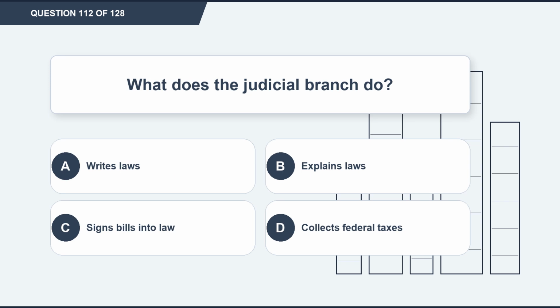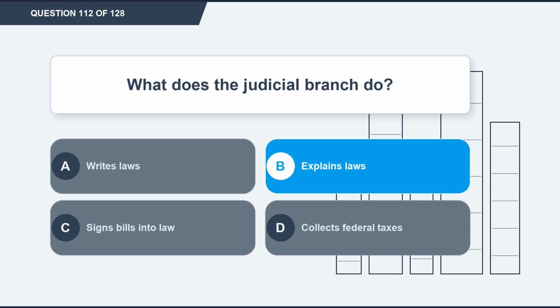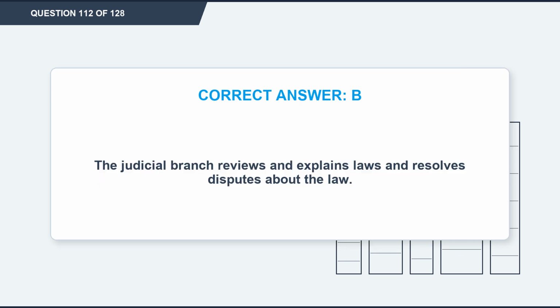Question 112. What does the judicial branch do? Option A, writes laws. Option B, explains laws. Option C, signs bills into law. Option D, collects federal taxes. The correct answer is option B, explains laws. Explanation. The judicial branch reviews and explains laws and resolves disputes about the law.